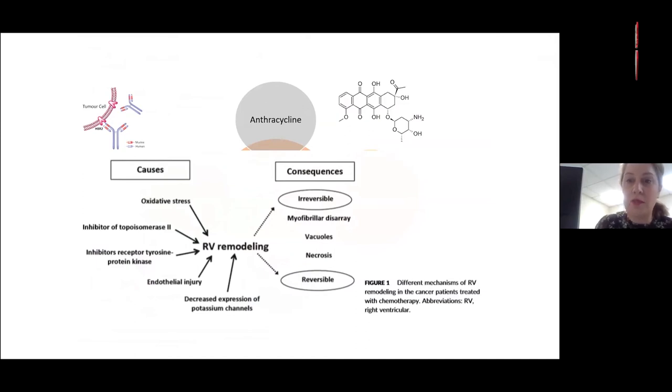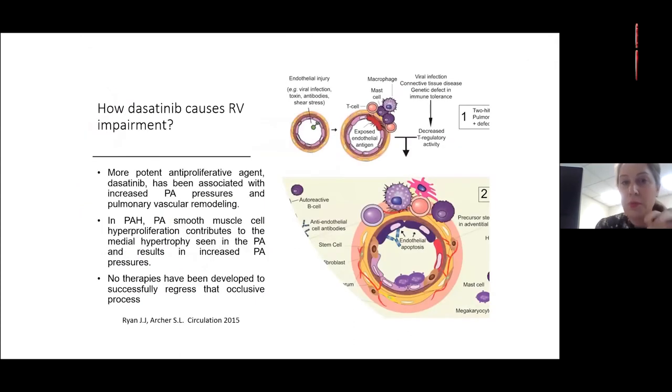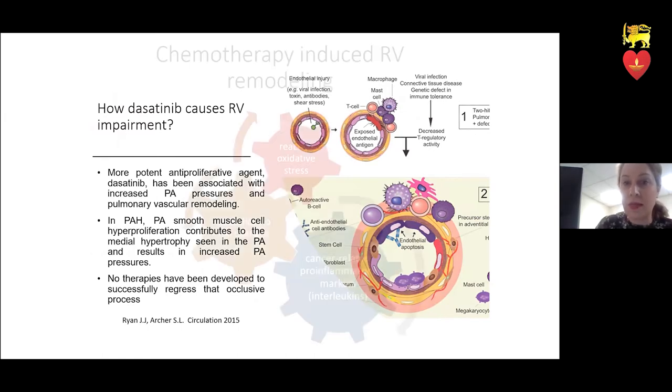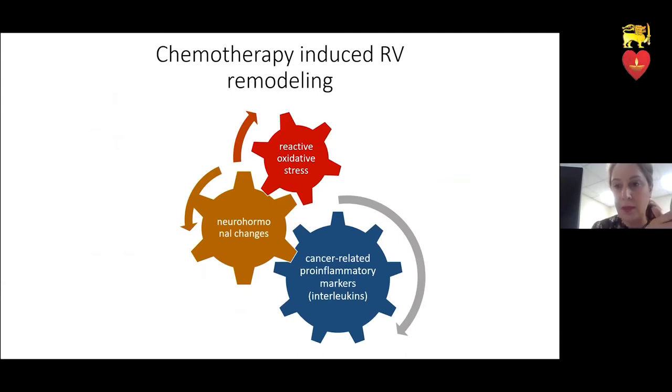And here is how they end up describing the RV remodeling with oxidative stress, reversible and irreversible consequences of right heart impairment. So it's very important to know that dasatinib, for example, causes RV impairment through anti-proliferative effects, and it's associated with increased PA pressures and pulmonary vascular remodeling. So it seems that those medicines encourage the development of pulmonary hypertension in those patients with cardiotoxicity. And it seems that dasatinib affects directly the right ventricle, sometimes without affecting the left heart.